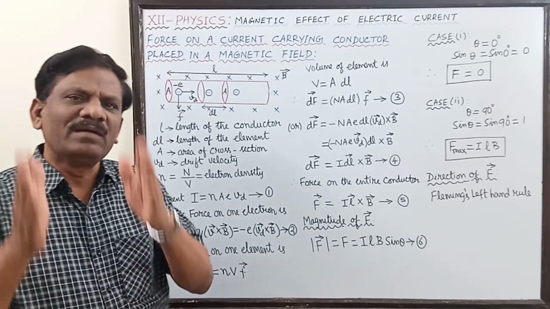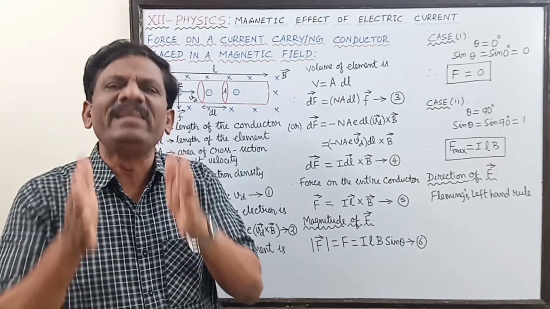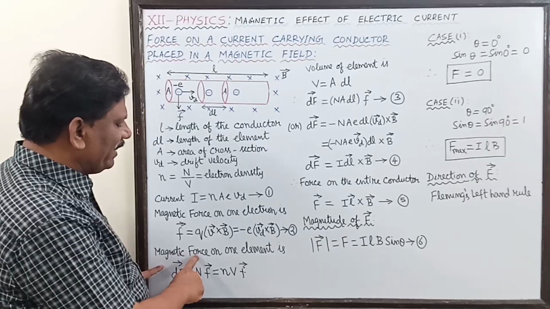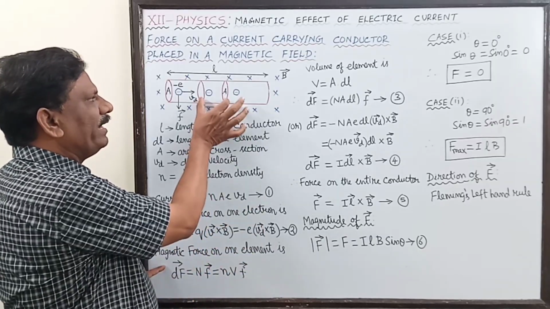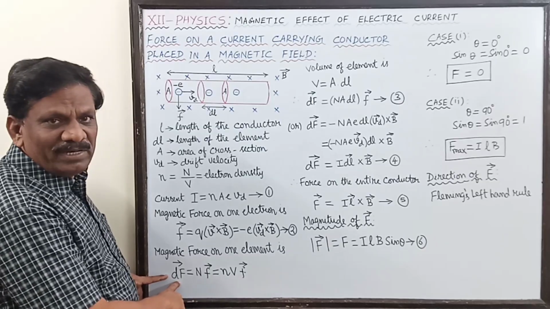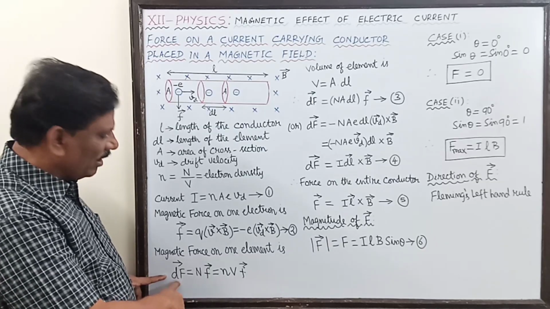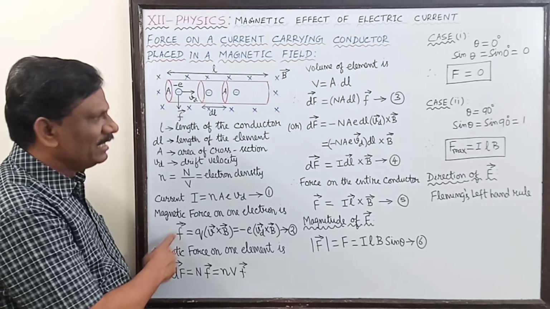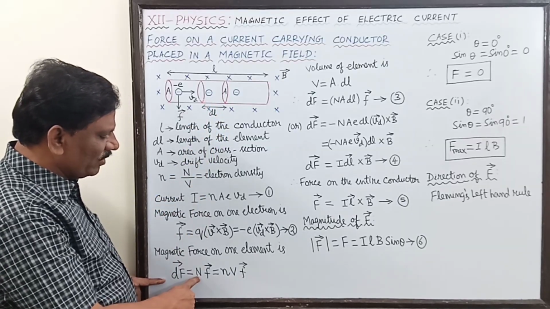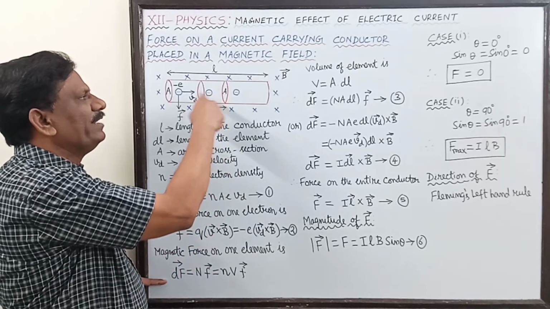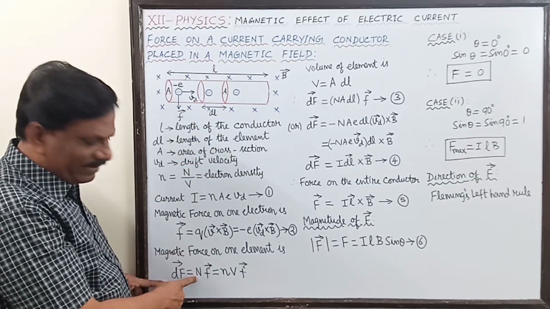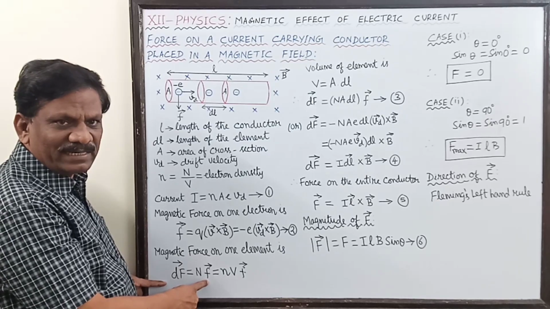Then how many electrons are present in the small element? That is the next step. So you see here the magnetic force on one small element, on this element, is denoted by df vector. On one electron it is small f vector. On one element the force is df vector. So this is equal to the number of electrons present in this element, capital N, into the force on one electron.